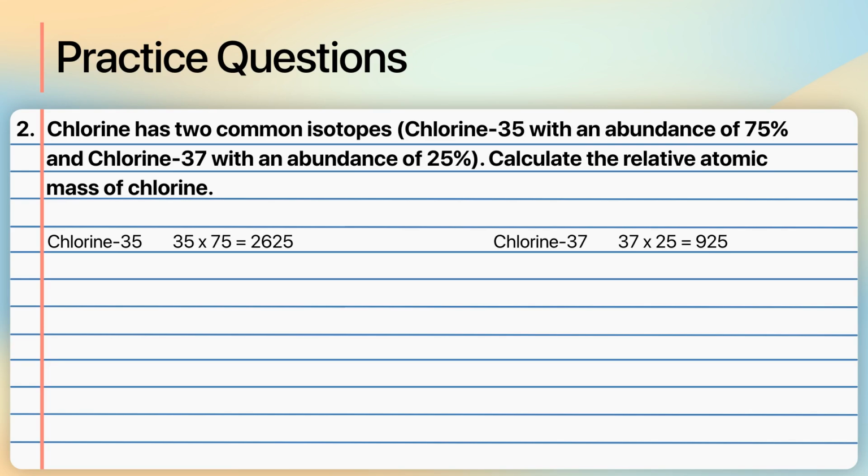Now, add these values together. So, 2,625 plus 925 equals 3,550. Now, simply divide this sum by the total relative abundance, 100. 3,550 divided by 100 equals 35.5. Thus, the relative atomic mass of chlorine is 35.5.